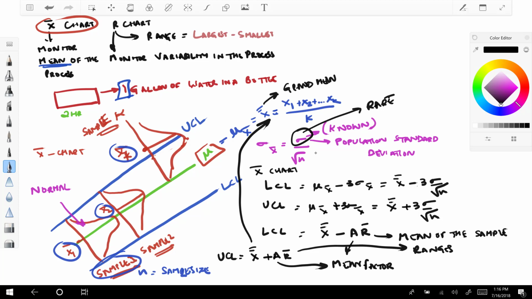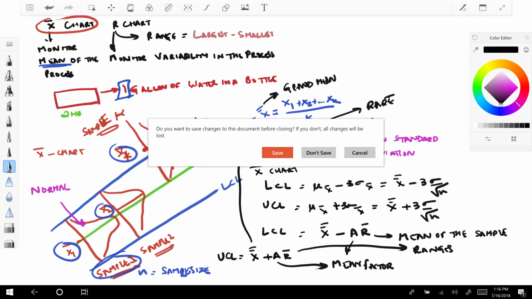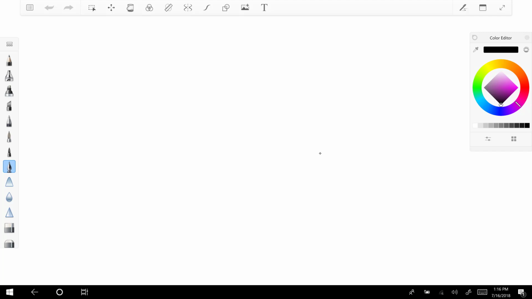Now we can discuss the R chart. R chart is the range chart. Range is the largest minus the smallest value. It helps us measure the changes in variability.